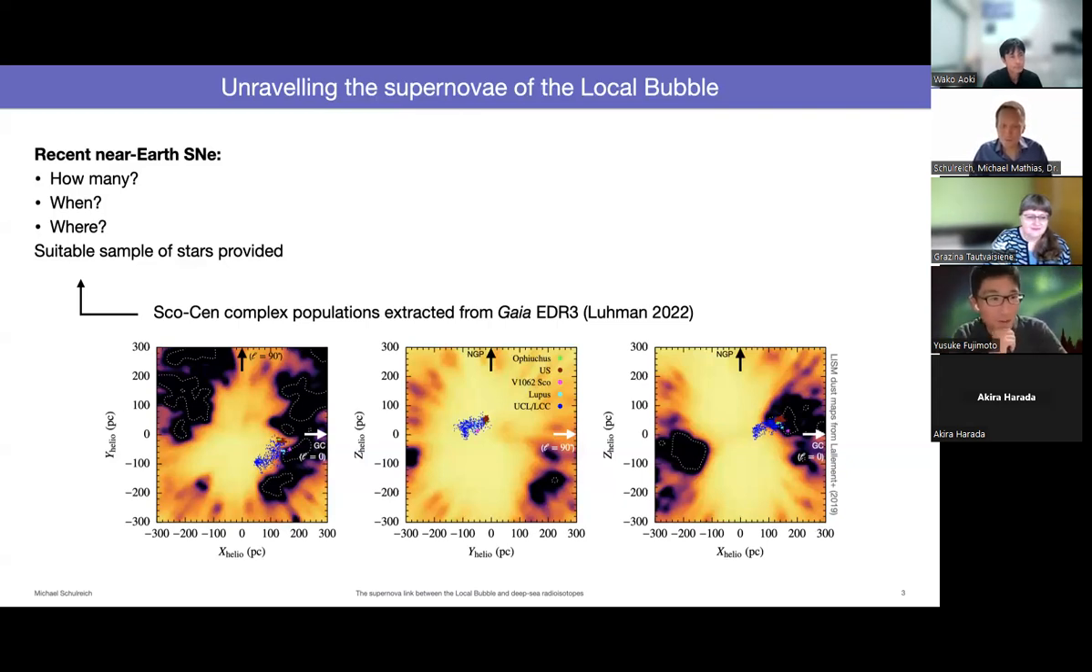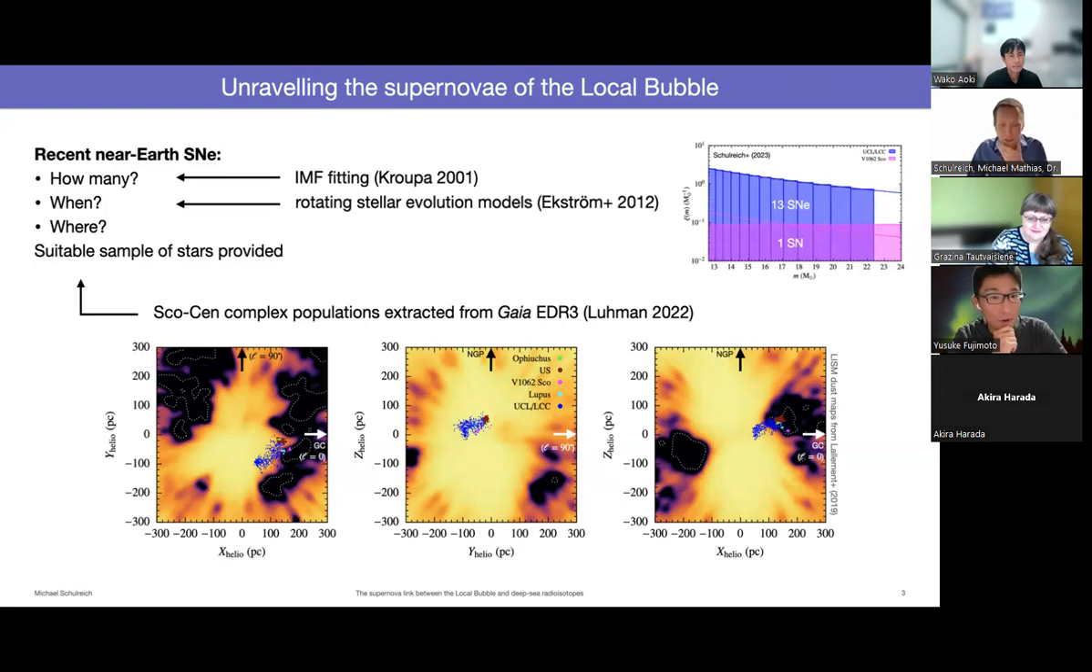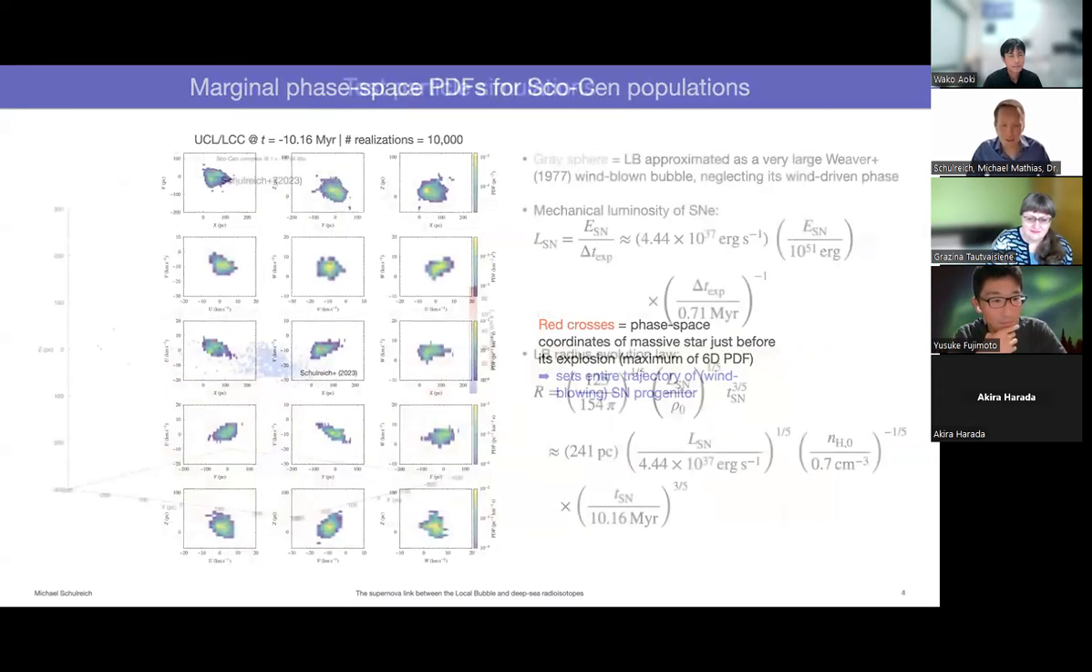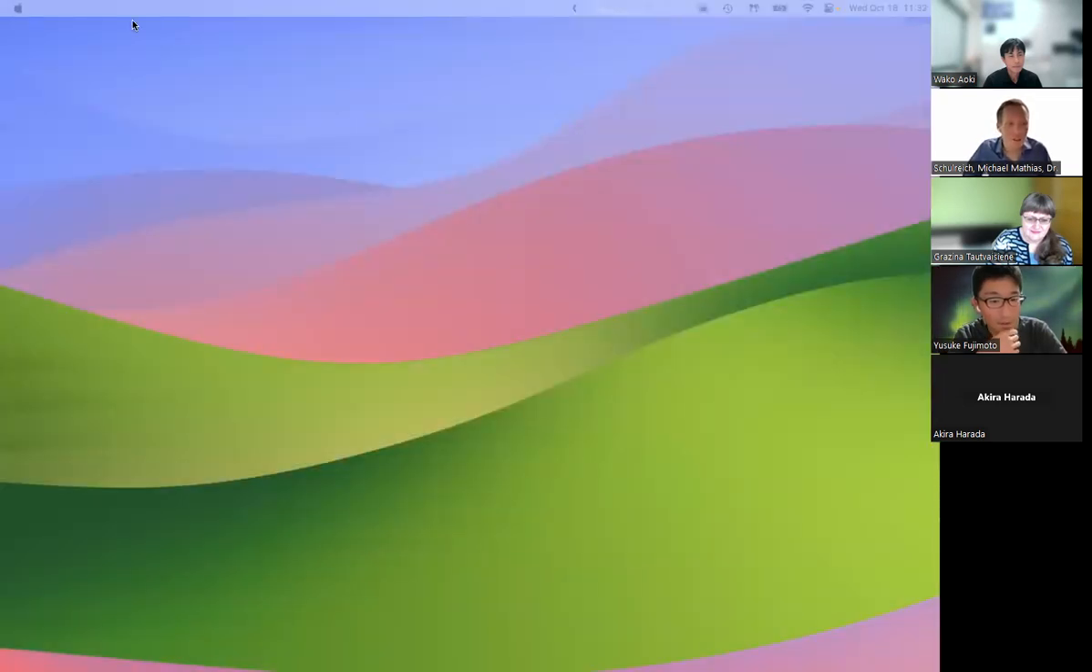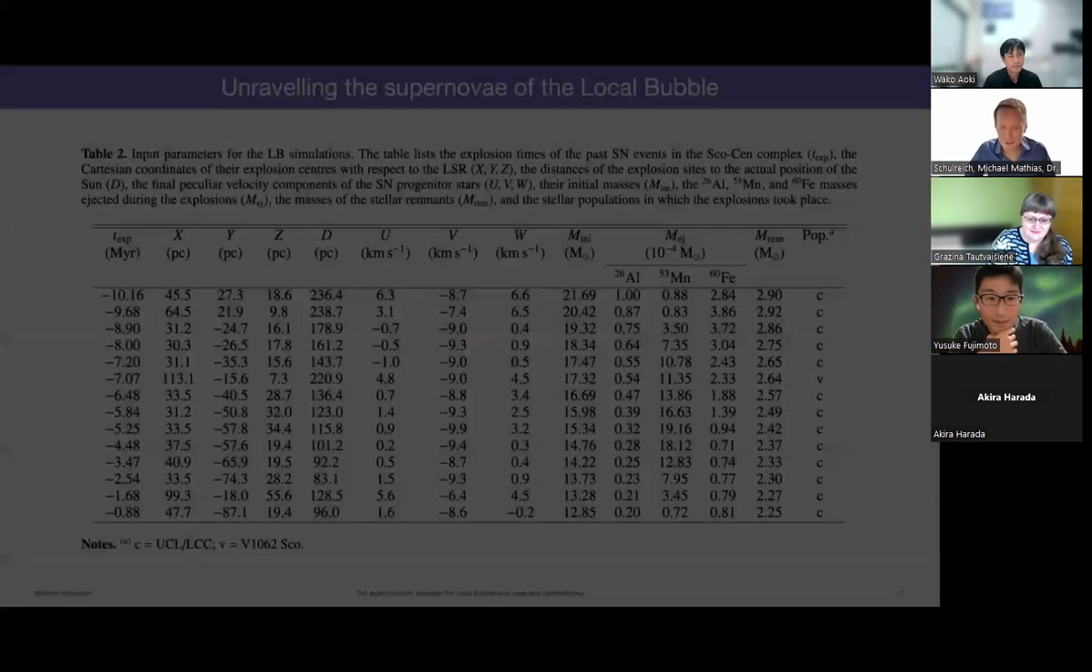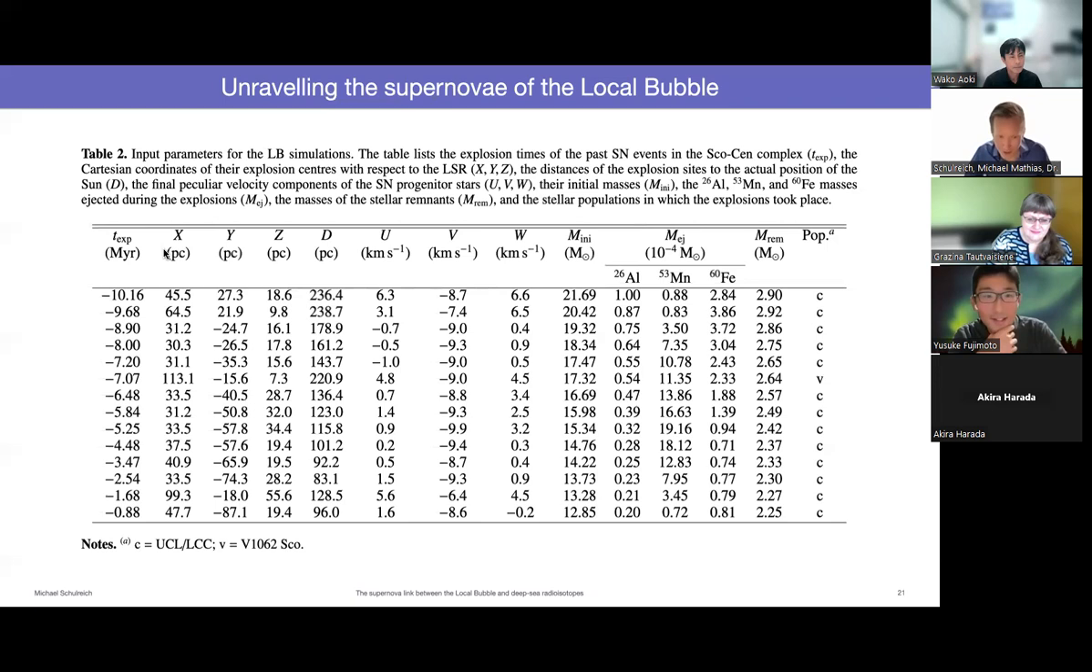And also, I have another question about the estimations of iron-60 flux onto the Earth. Could you show me the table? If you have seen the publication, you already know this. These are the initial parameters for the simulation for the 14 local bubble progenitor stars. Here are their explosion times, the positions at which they explode, the distance to the sun when they explode, the final peculiar velocities of the stars, and their initial masses.